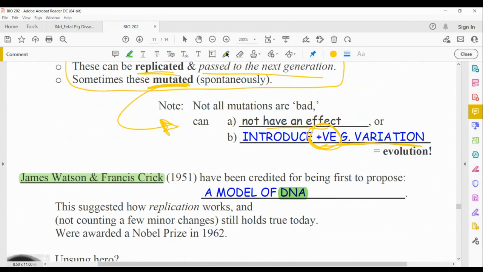And by having a structure for the DNA, we were then able to explain how the replication process would work as well. And really, if we don't count a few little minor changes that we had to make to their model, it still holds true today. So they did an outstanding job of describing what DNA is and how the processes that involve DNA work.